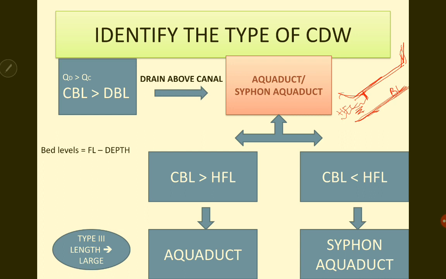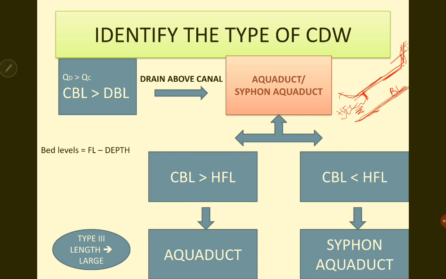Now if the canal bed level is less than the high flood level, then you have to provide a siphonic aqueduct. So the first question is, where is the canal bed level with respect to the drainage bed level? The second question is, where is the canal bed level with respect to the high flood level of the river or the drain? Based on that we fix the type of cross drainage work, an aqueduct or a siphonic aqueduct. This is the first step.